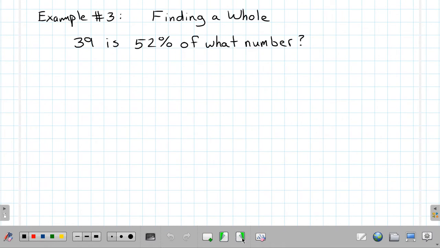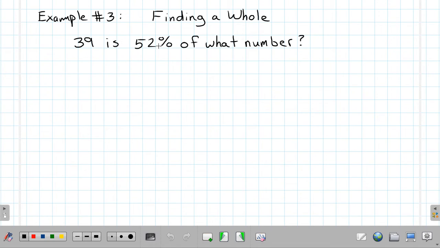Okay. Now let's go to next example. In this case, example 1, we found the part of the number. Example 2, we found the percentage of a number. And in example 3, well, we're going to find the whole of a number. So what is the whole? Okay. So in this type of question, you'll see we have 39 is 52% of what number?